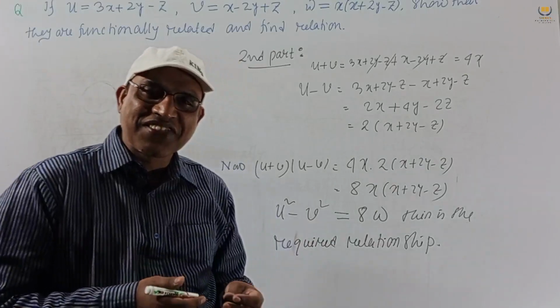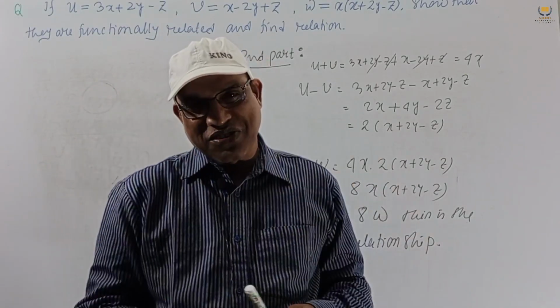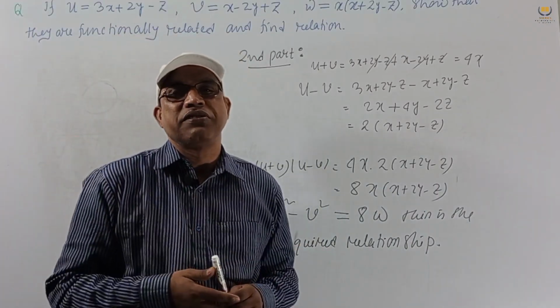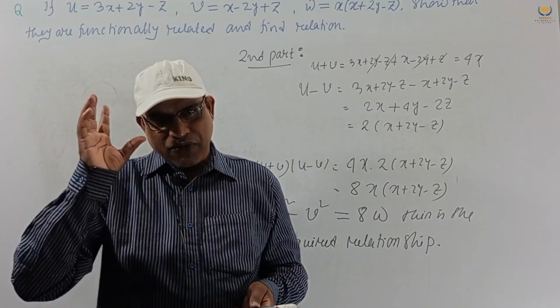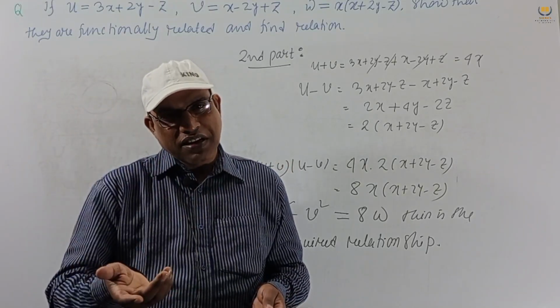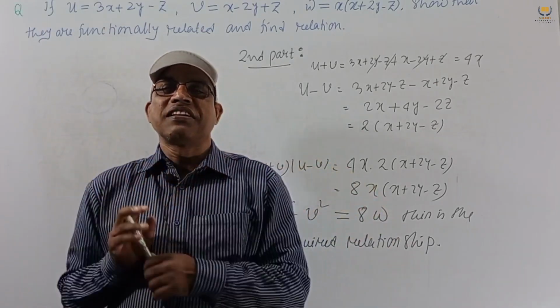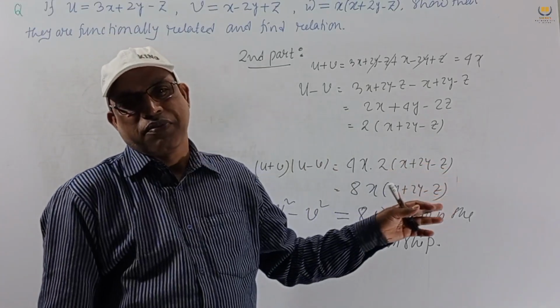These are very nice, very easy solutions, and you are also enjoying this type of problem. Just simple partial differentiation, and ultimately the answer will come. Functionally related, you have to know the definition. If functionally related, then the Jacobian is 0. If the Jacobian is 0, then they are functionally related. And the relation between them we get ultimately is this one.